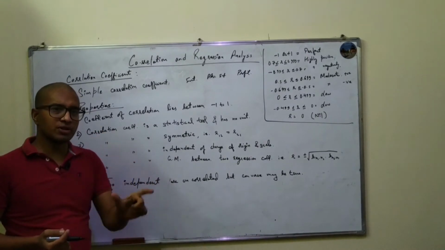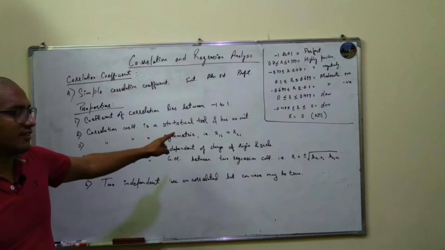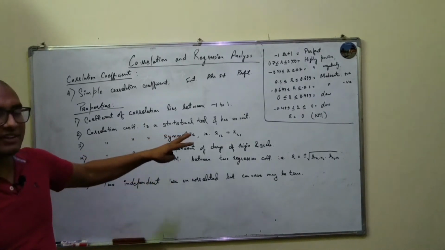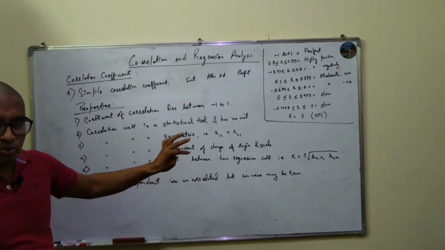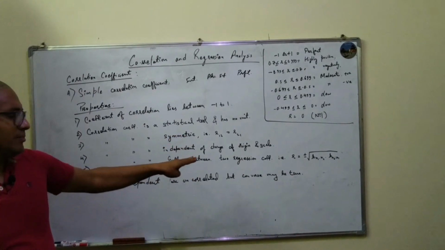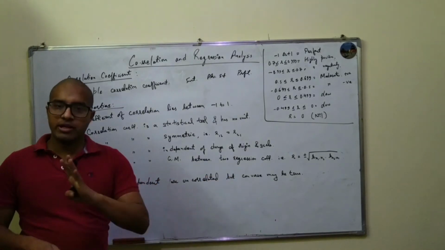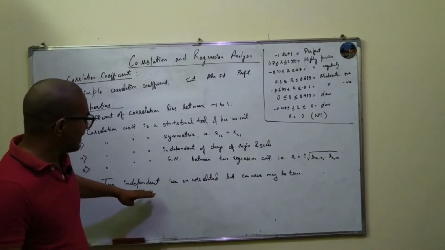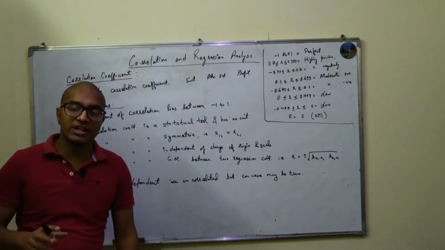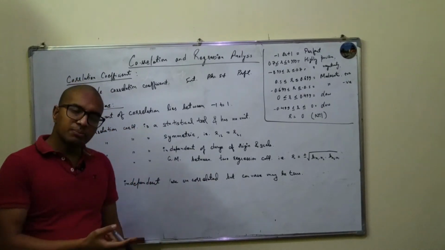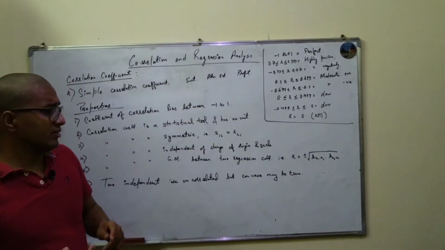The properties we need to remember are: it ranges from -1 to 1, and it has no unit. It is symmetric, so you can write it in any way; 1 2 or 2 1 doesn't matter. It is independent of change of origin and scale. The geometric mean of the regression coefficients gives it, and it can be uncorrelated. Even though the two variables are uncorrelated, there might be a correlation between a third variable and both of them.